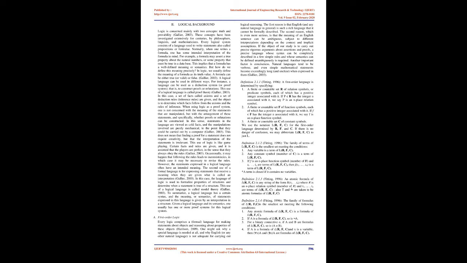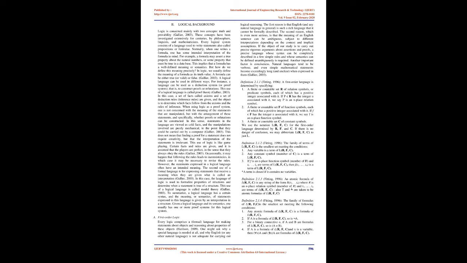But how do we define this meaning precisely? In logic, we usually define the meaning of a formula as its truth value. A formula can be either true, or valid, or false (Gallier, 2003). A logical language can be used in different ways. For instance, a language can be used as a deduction system, or proof system, that is, to construct proofs or refutations. This use of a logical language is called proof theory (Gallier, 2003).